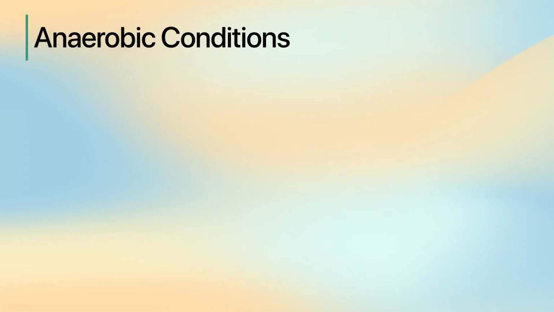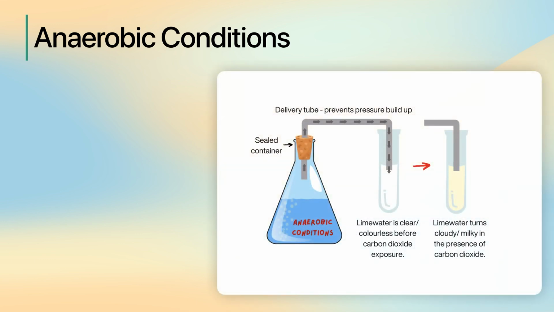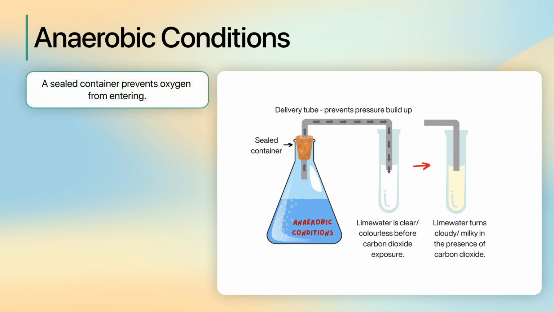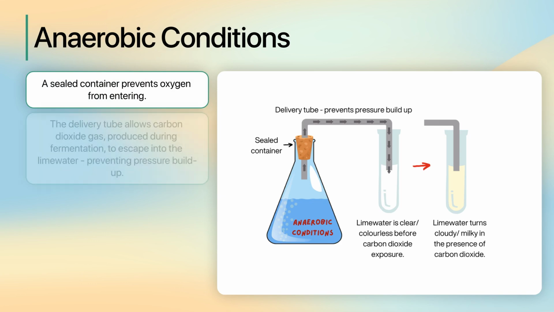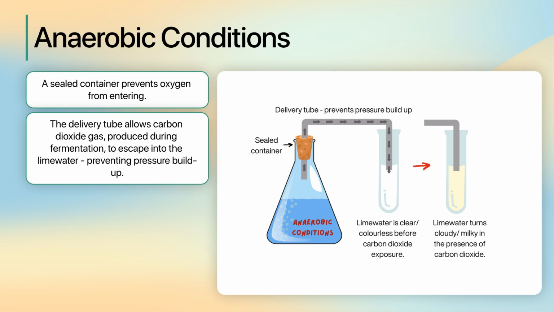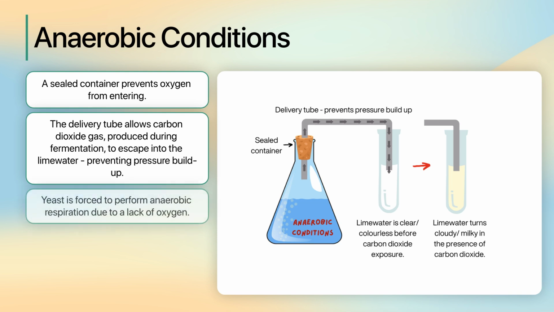To achieve anaerobic conditions during fermentation, the setup typically involves using a sealed container with a delivery tube connected to a test tube containing lime water. The sealed container prevents oxygen from entering, while the delivery tube allows carbon dioxide gas, produced during fermentation, to escape into the lime water, preventing pressure buildup. By keeping oxygen out, the yeast is forced to perform anaerobic respiration, thus producing ethanol and carbon dioxide.